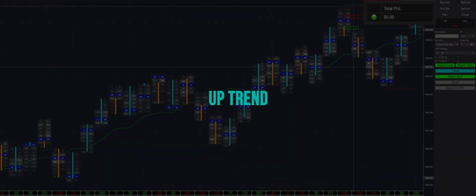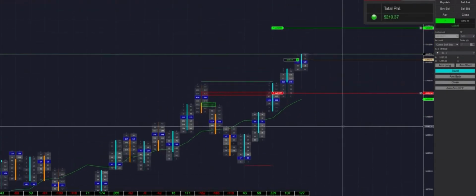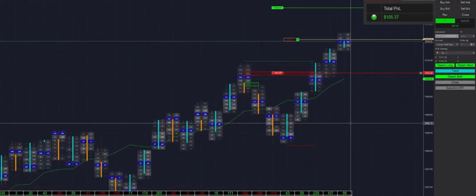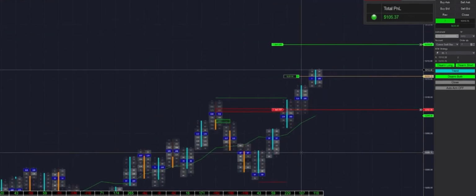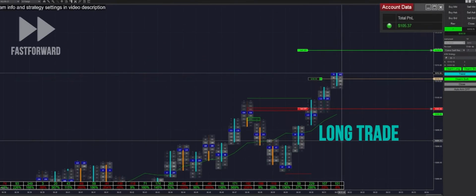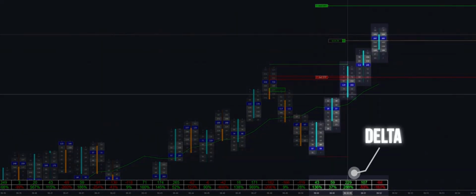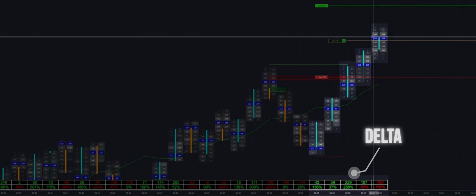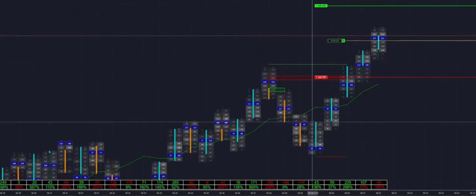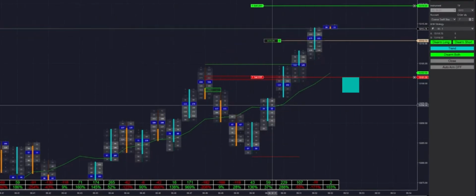We're getting a general uptrend throughout the day, so we're going to try and take advantage of that. You can see here, we actually got our first trade filled there. So that is going to be leading us into a pretty nice long trade. You can see here that we're maintaining very strong delta throughout this entire bar, giving us pretty good confirmation that we're going to stay inside trend mode.